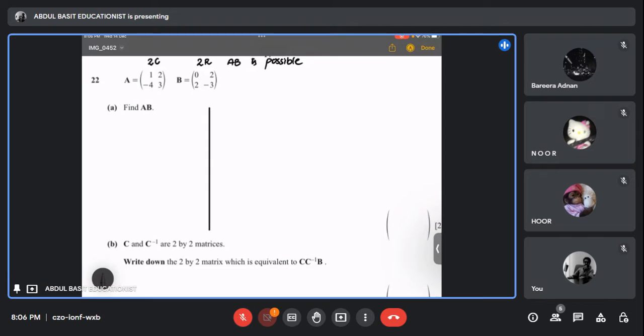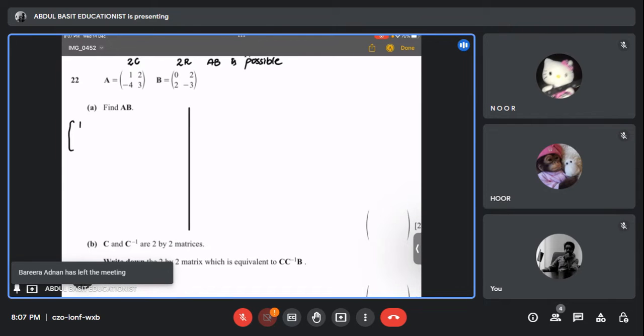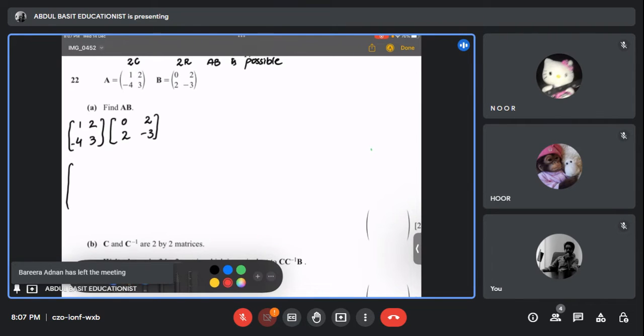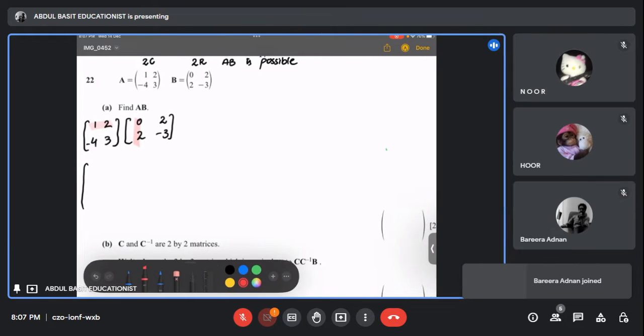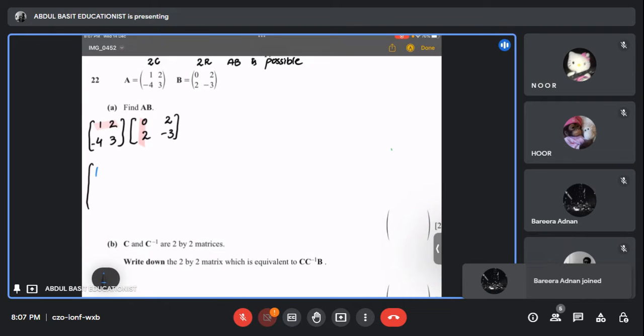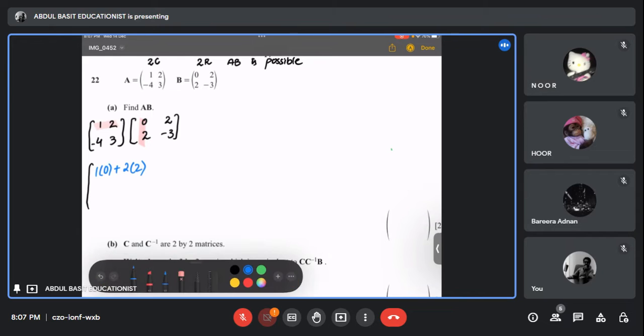AB means that you have to multiply these two matrices: 1, 2, minus 4 and 3, and 0, 2, 2, negative 3. There is no need to write these matrices again in the exam paper. Now we have to use our mathematical skills so that we can easily decide what to multiply. For example, first row, first column: 1 times 0 plus 2 times 2. First row, first column is done.